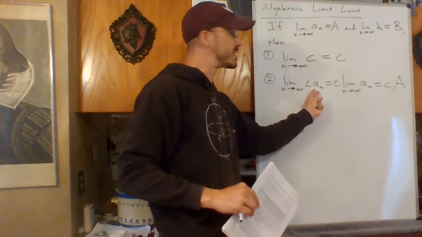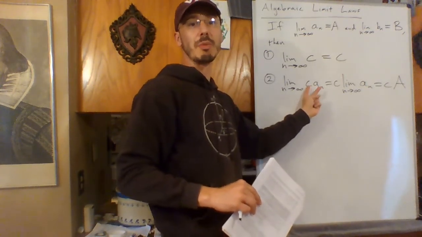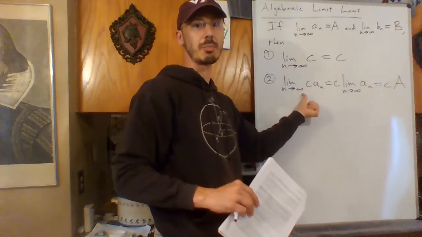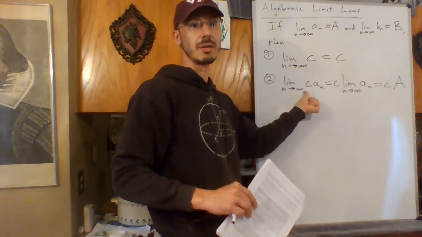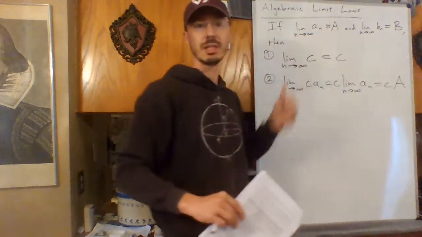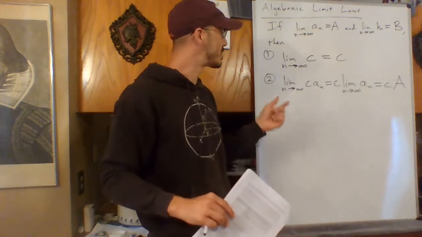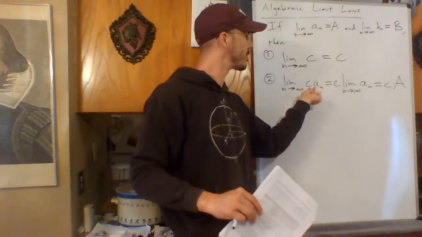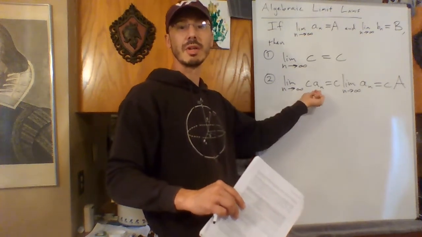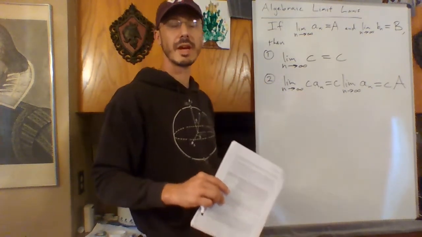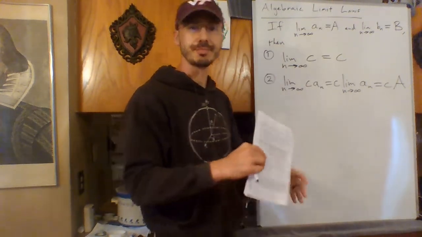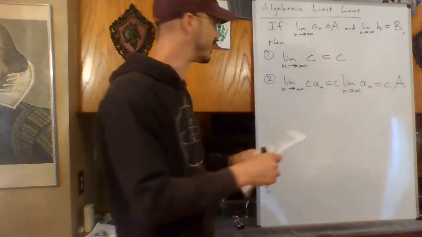The limit of the sequence formed by multiplying each term of the original sequence a_n by the number C has a limit of C times that same limit, C times A. So it's very much like factoring out this constant C. And you do that with integrals also. You can factor out a constant factor, bring it outside of the integral, bring it outside of the limit, bring it outside of the derivative even.